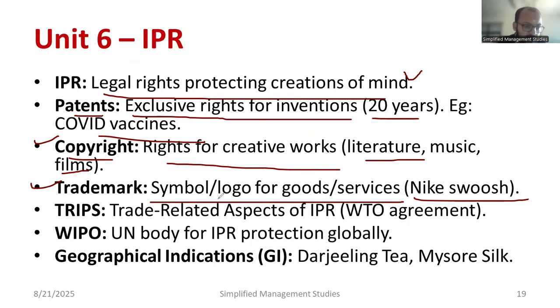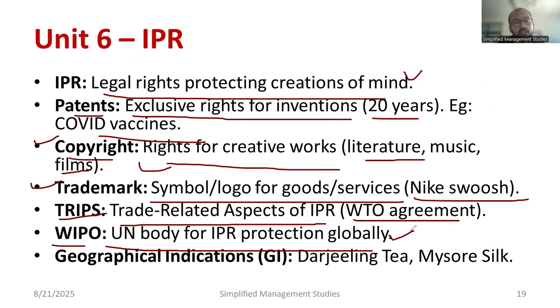What is TRIPS? What do we mean by TRIPS? What is the importance of TRIPS? It's Trade-Related aspects of IPR. That is called TRIPS. It is under the World Trade Organization. What is WIPO? WIPO is a UN body for IPR protection all over the world, a global protection organization. That is called WIPO.